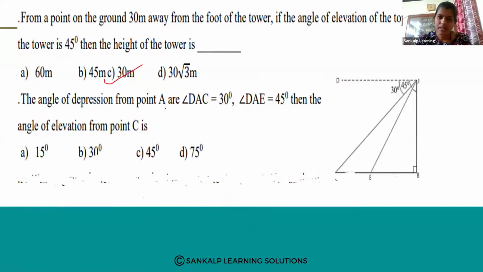Next, the angle of depression from point A or DA: angle DAC is 30 degree, angle DAE is 45 degree, then the angle of elevation from point C is what? Observe carefully what they have given in the question: the angle of depression from the point A.